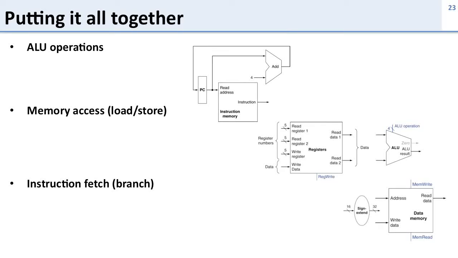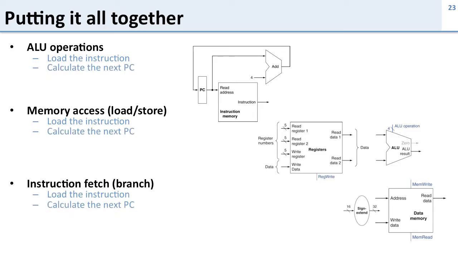So now let's put everything together. We've got our ALU operations, we've got our memory access, load and store, and we've got our instruction fetch. This is what our branch instructions use. And let's see what these operations do. So all of them are going to load the instruction. This is loading the instruction from the instruction memory. And all of them are going to calculate the next PC. So for all of these instructions, we're going to use the PC, we're going to use the instruction memory, and we're going to use the adder to calculate the next PC.